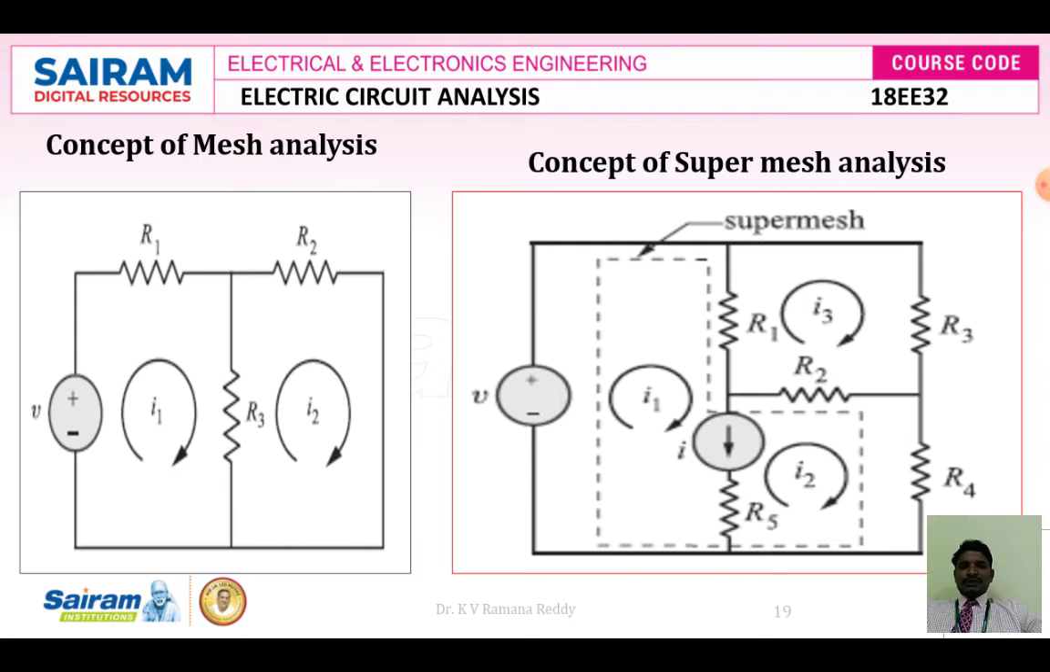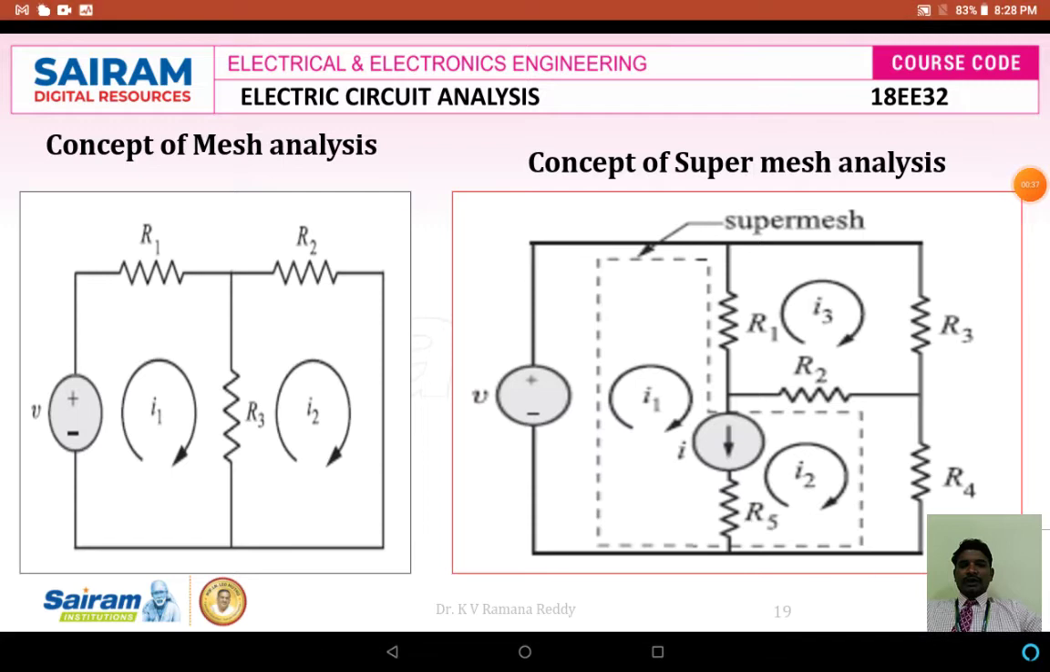In case of mesh analysis, the first step is to identify the number of meshes in the given circuit. So for example, in this circuit I am identifying two meshes. One is called mesh 1 and one is called mesh 2. In mesh 1 I am going to assume the mesh 1 current as I1 and the mesh 2 current as I2. Now we write the KVL equations for these two meshes, mesh 1 and mesh 2.